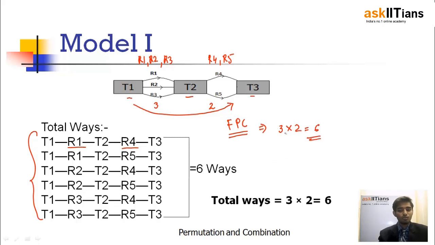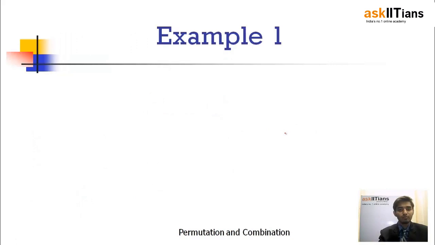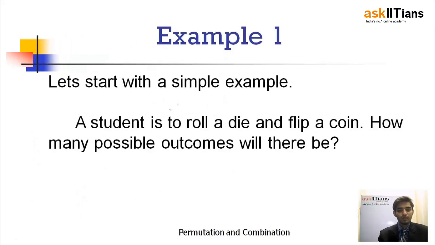Okay, let's see this through a different and a simpler example. If a student is to roll a die and flip a coin, what are the possible outcomes when rolling a die? Sample space will be 1, 2, 3, 4, 5 and 6. These are the possible outcomes if I am rolling a die. And if I am flipping a coin, then the possible outcomes, or my sample space, can be either I can get a head or I can get a tail.